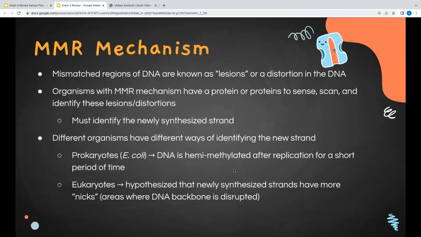So in the newly synthesized strand, before it's been methylated, the prokaryote can recognize that this strand has just been synthesized, because I haven't been able to put the methyl groups on yet. In eukaryotes, we do it a little differently.